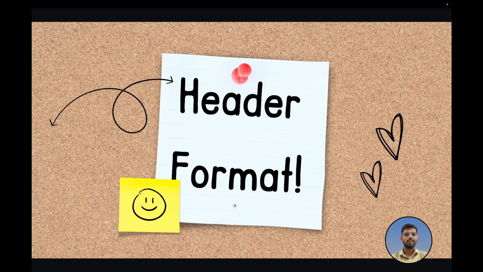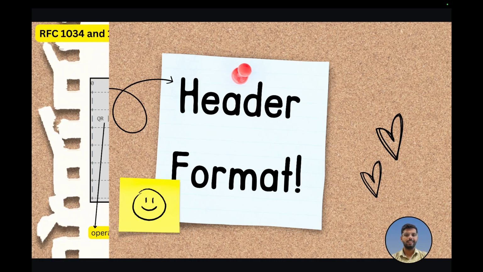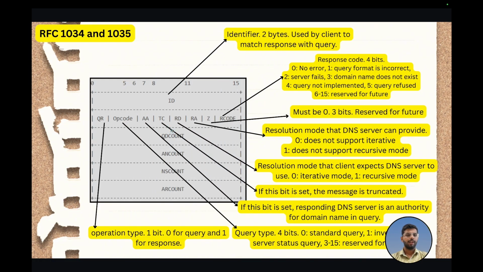Now we will see the packet format for the header. This is the sample header packet, again according to the definition under RFC 1034 and 1035. First we have the ID field, which is the identifier. The length of this field is 2 bytes, and it is used by the client to match the response with the query. It's like an identification number for a particular query, because at the same time we might ask for multiple domain name queries. That's why we have the ID, so we can identify which query a particular response packet belongs to.